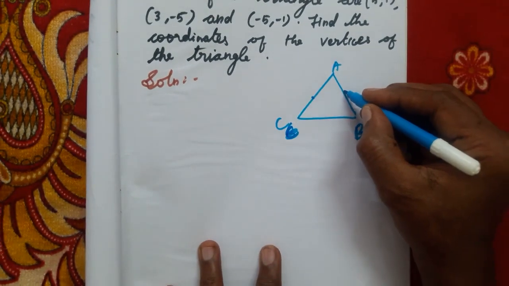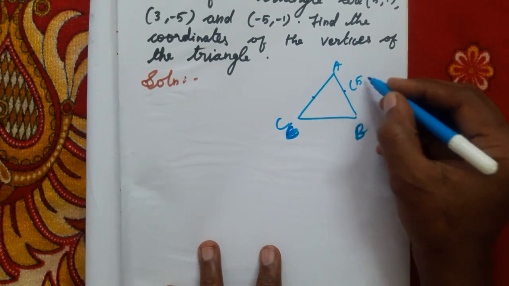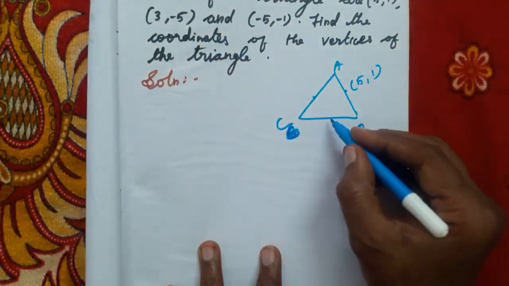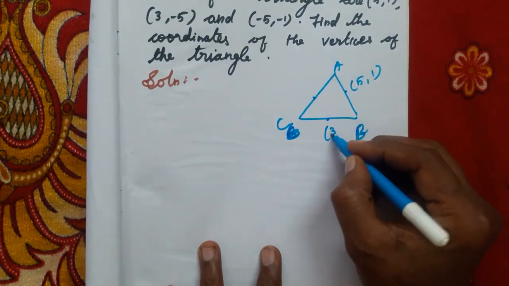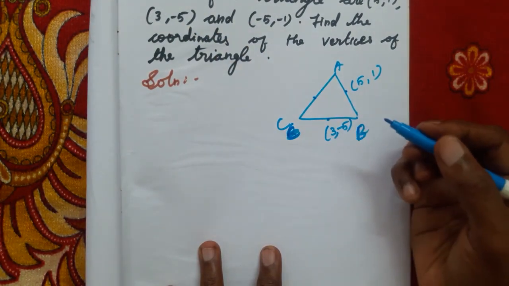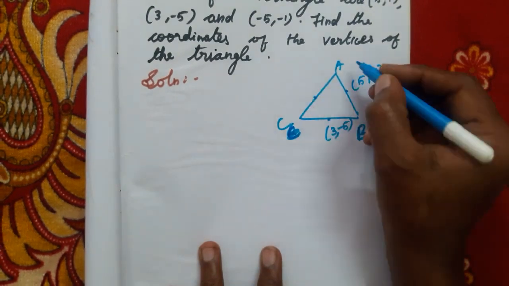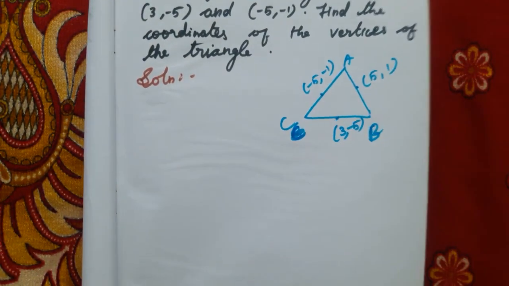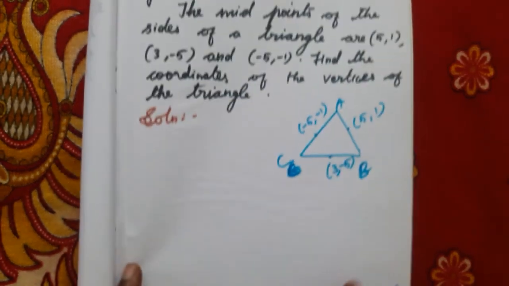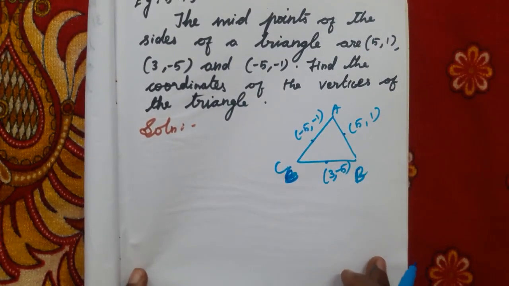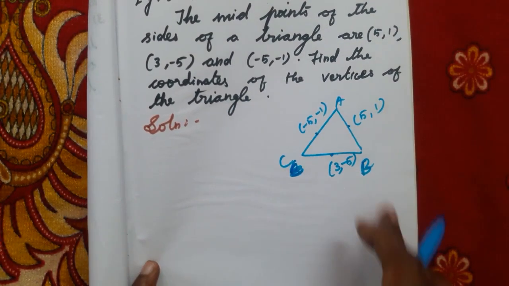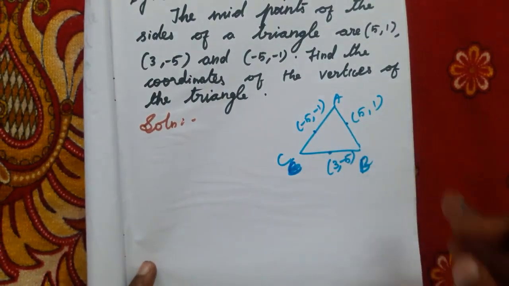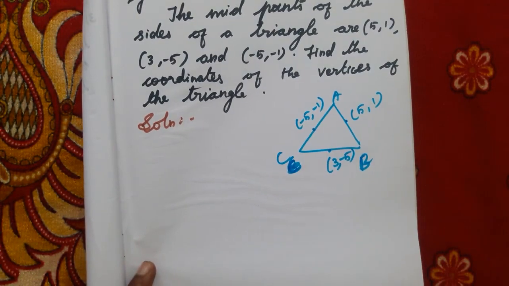Midpoint of AB is (5, 1), as given. Next, midpoint of BC is (3, -5). Next, midpoint of AC is given as (-5, -1). The midpoints of the sides of the triangle are given, and we want to find out the triangle ABC.